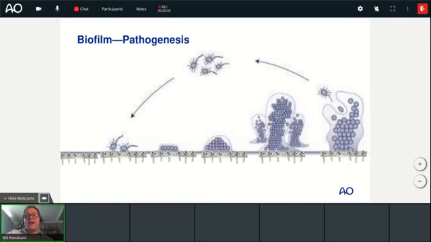The first stage I would highlight is nothing other than the conditioning film forming on top of the implant from blood products, from debris of our procedure, from other peptides and proteins of the local environment. And then we have circulating bacteria attaching to that initially, planktonic circulating active bacteria.